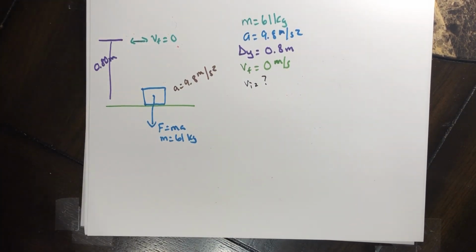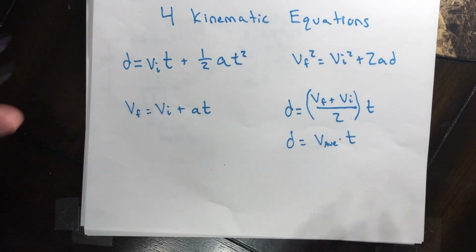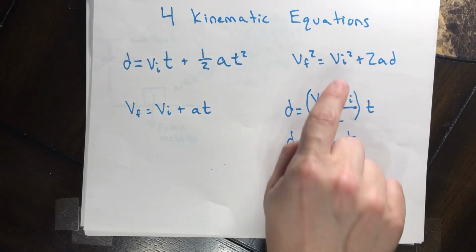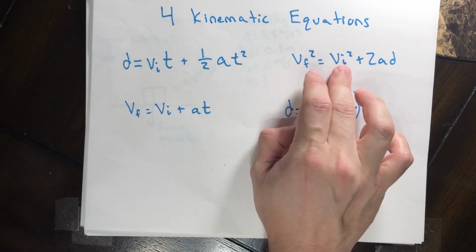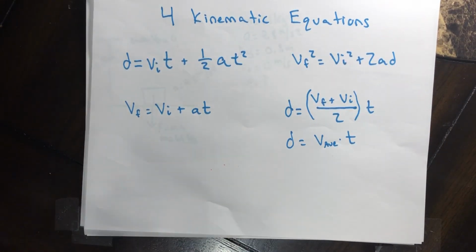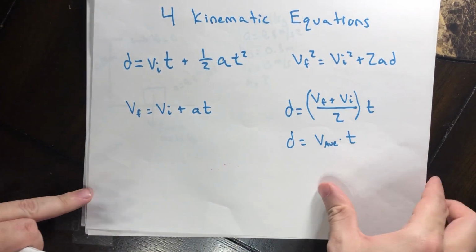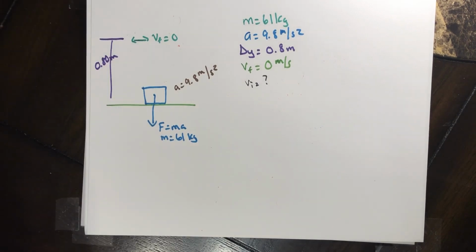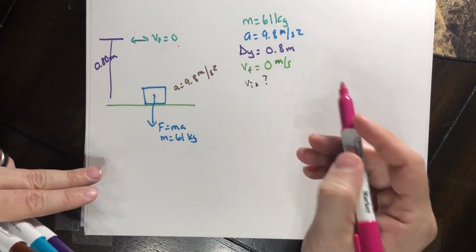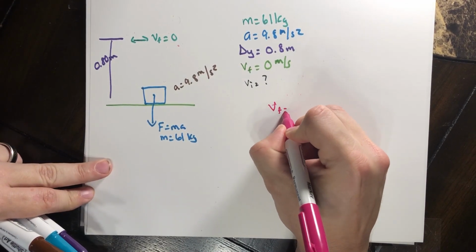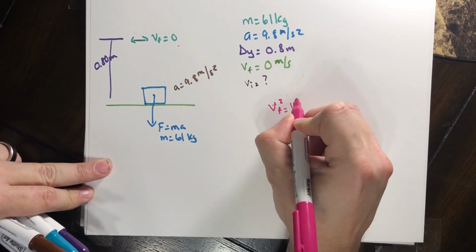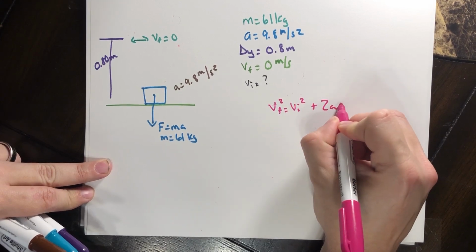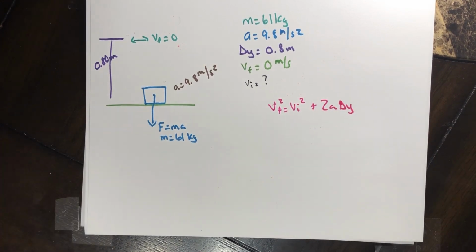So if we go back and look at our kinematic equations from before, we could use almost any of them, but I am going to choose this one. We have final velocity, initial velocity, acceleration, displacement, all the stuff we need. So we're looking for this initial velocity. I'm going to start by writing out the equation: final velocity squared equals initial velocity squared plus 2 times acceleration times the change in y position.